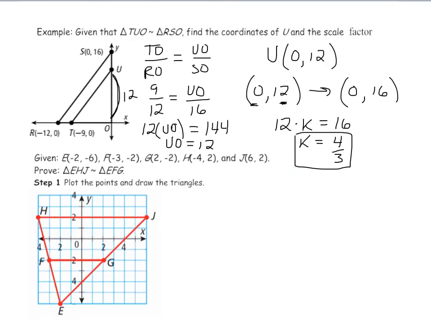So for our next example, it's actually giving us the coordinates for several of these points, and it's asking us to prove that triangle EHJ is indeed similar to triangle EFG. So if I need to prove this, the first step is to plot out all of the points that they gave to you. So you're going to plot out E, F, G, H, and J, and I've done that below here. Once you've plotted out your points, go ahead and connect them to make the two triangles.